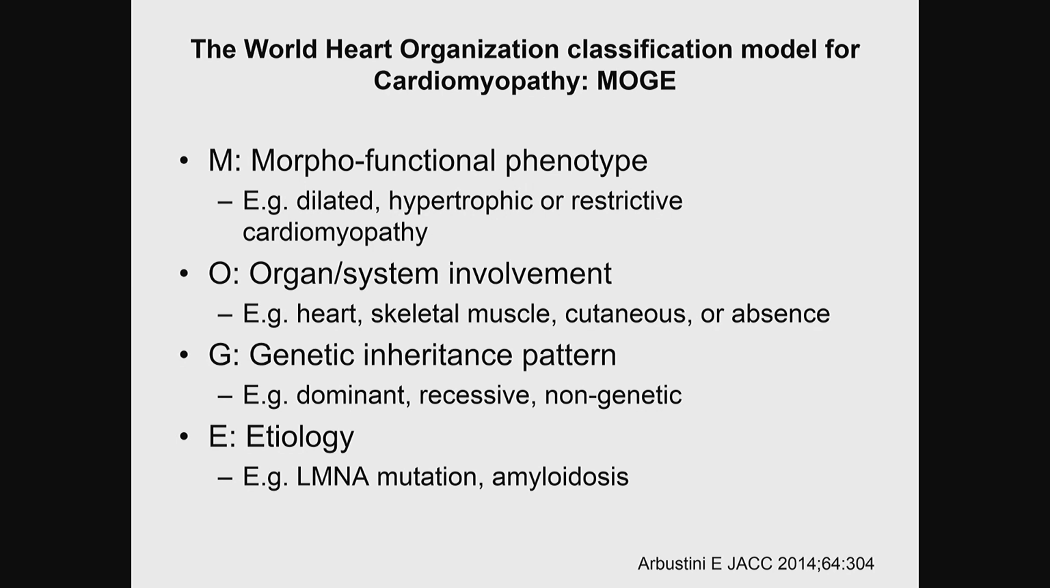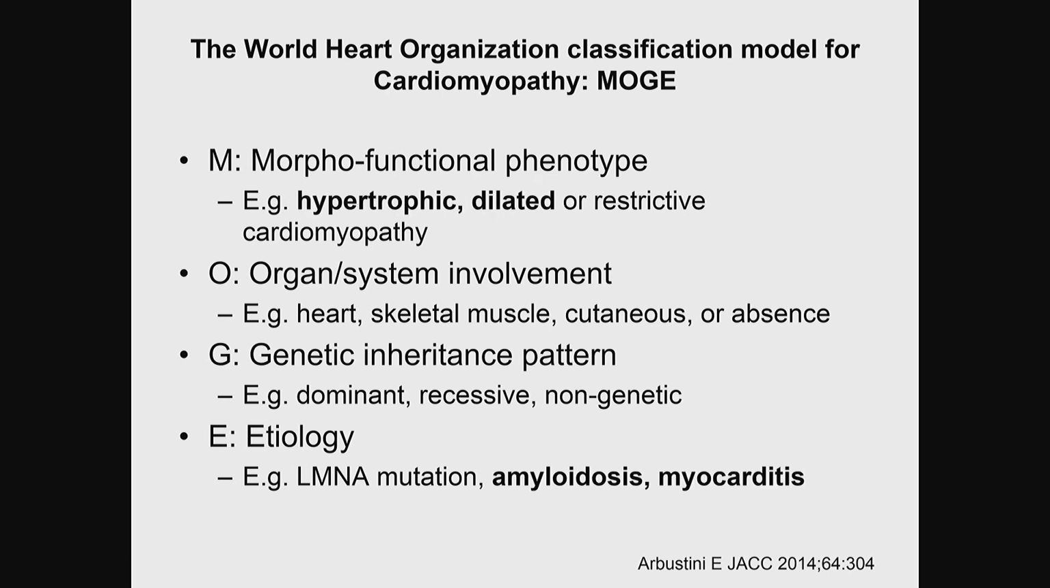ventricle. O stands for organ system involvement, questioning whether there is disease beyond the heart or heart alone. G stands for genetic inheritance pattern, and E stands for etiology, so this could be the specific disease gene or underlying pathophysiology. In today's lecture, I'm going to focus on several different cardiomyopathies which fall within the MOGE rubric, including hypertrophic cardiomyopathy, dilated cardiomyopathy, and then cardiomyopathy caused by either inflammation, myocarditis, or amyloidosis.